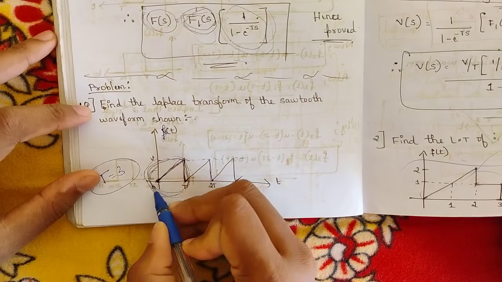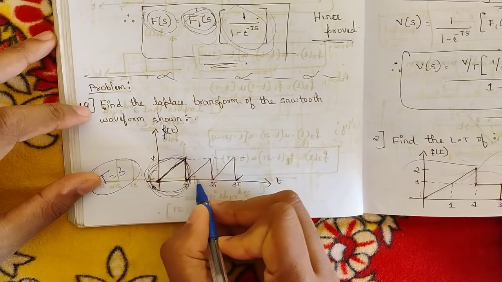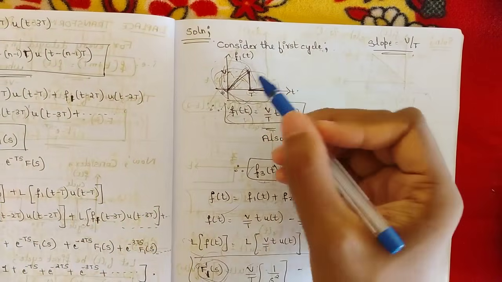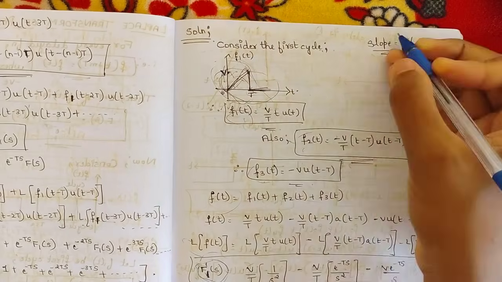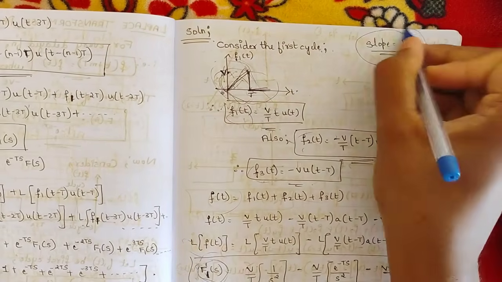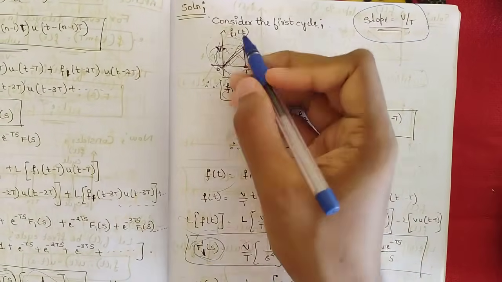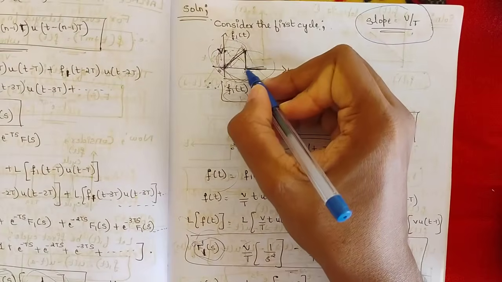So this one plot you consider one at a time. Okay, from here to here, then this plot. Okay, I've considered the first cycle here. Okay, the slope is V and here we have T, so we can say that the slope is equal to V by T. Okay, so f1 of t with respect to t, this is the one single cycle.